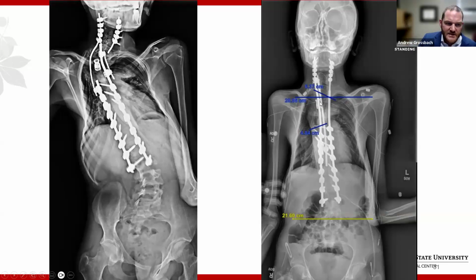So this is going to be much more robust than having 2 3-5 rods across the apex of that curve. So he's a little over 2 years out now, I believe, doing very well. And so so far, knock on wood, has held up much longer than his prior constructs.